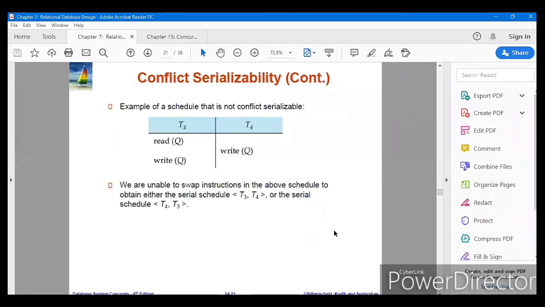Here is an example of a schedule that is not conflict serializable. We are unable to swap instructions in this particular example to obtain either a serial schedule T3, T4 or a serial schedule T4, T3. Why? Because there are write operations done by both T3 and T4.